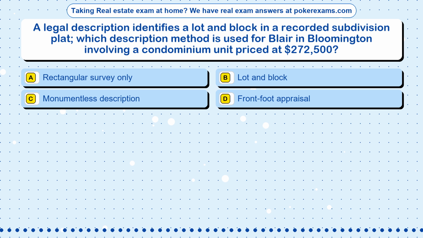Question 70. A legal description identifies a lot and block in a recorded subdivision plat. Which description method is used for Blair in Bloomington involving a condominium unit priced at $272,500? Option A, rectangular survey only. Option B, lot and block. Option C, a monumentless description. Option D, a front foot appraisal.